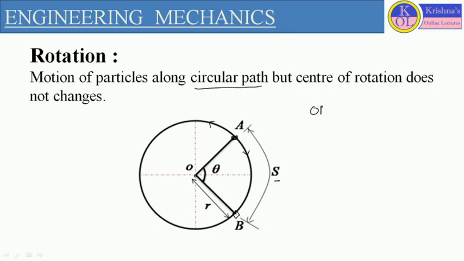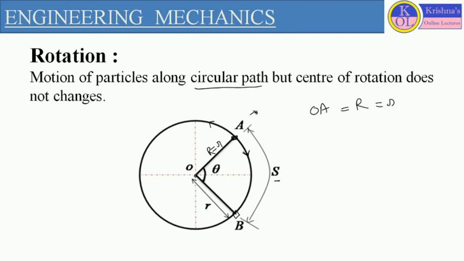So OA is the radius of the circle. Let us consider OA as the radius, or here let us consider small r. So r is the radius of the circle. Now let us consider this particle is moving in clockwise direction. So what will happen if this particle is covering s distance in this circular path up to point B?